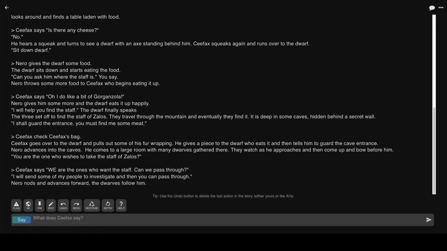So what can we do now? Perhaps we can say, so we know that they're deep in some caves behind a secret wall. They've come to the cave entrance. Maybe we should just say Nero and Cefax proceed further into the caves. Currently all that's happened is Nero has advanced forward, so surely the next thing that should happen is we get further and further into the caves. So I'm going to say Nero and Cefax proceed deeper into the caves.